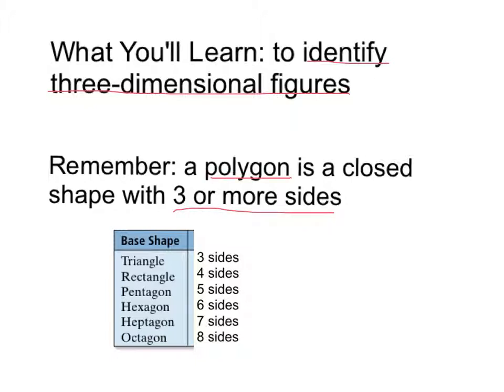So a triangle has 3 sides, a rectangle has 4 sides, a pentagon has 5 sides, a hexagon has 6 sides, a heptagon has 7 sides, and an octagon has 8 sides.